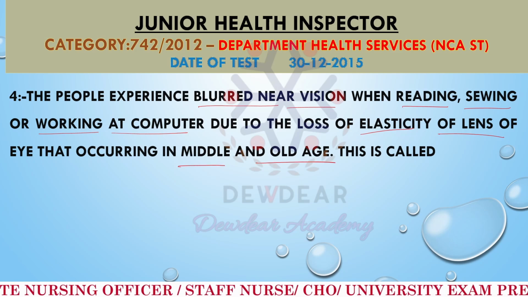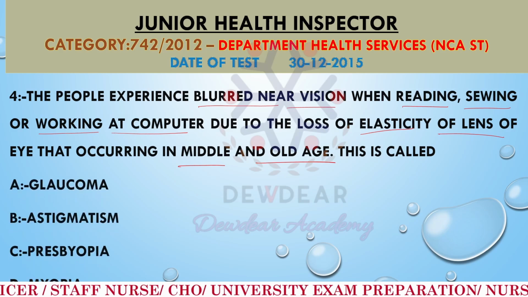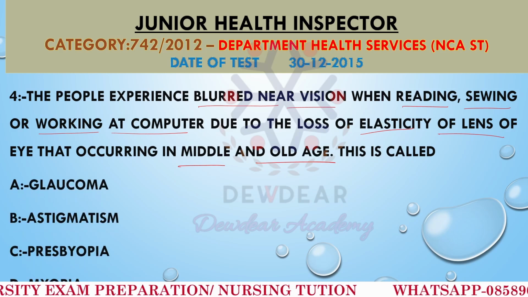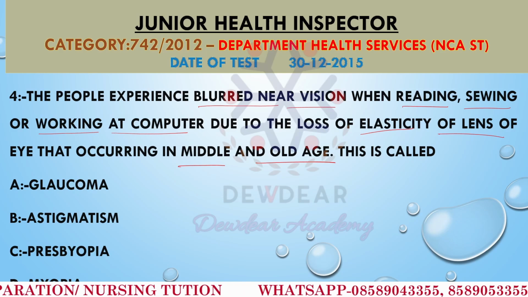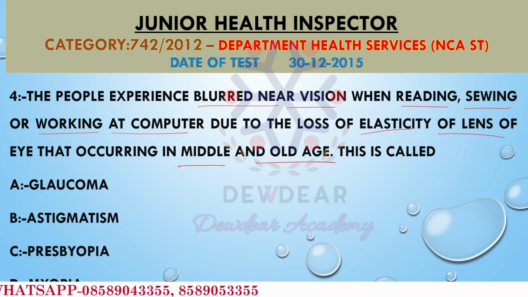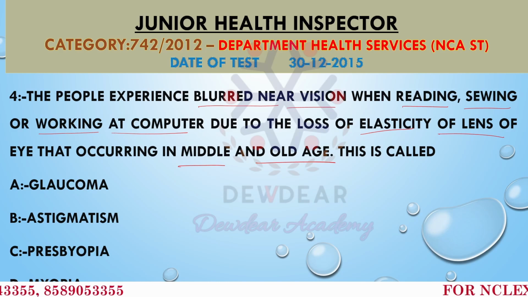So what is that condition called? There are four options here. First one is glaucoma, second is astigmatism, third presbyopia, and the fourth is myopia. So when we are analyzing each of the options, the first one, glaucoma. What is glaucoma?